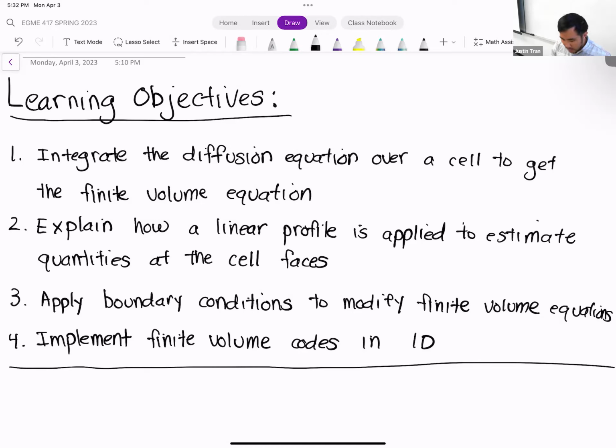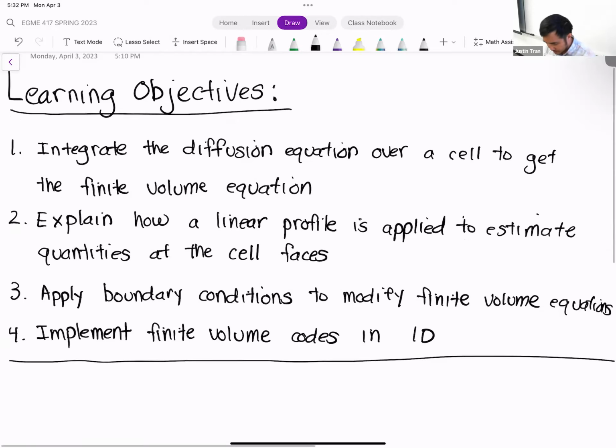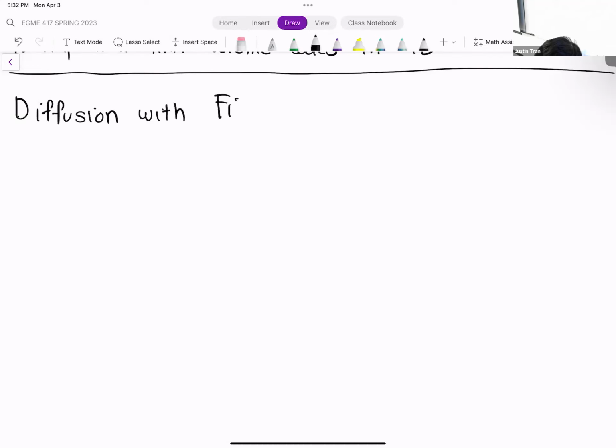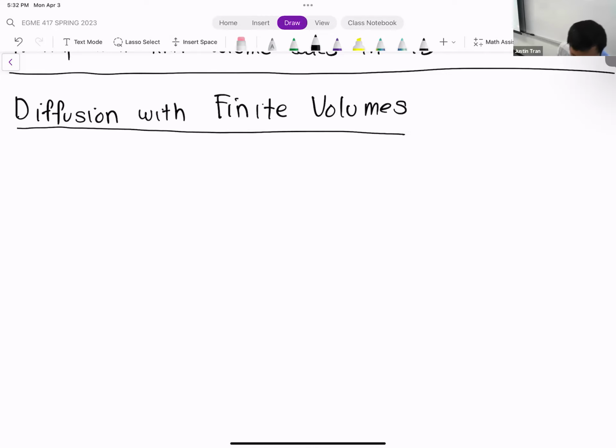Okay, let's go ahead and get started. The subject for today is diffusion with finite volumes.